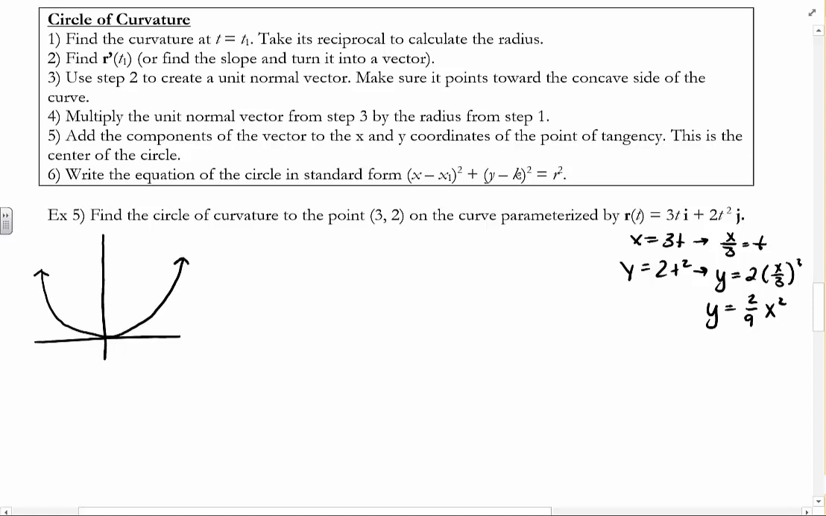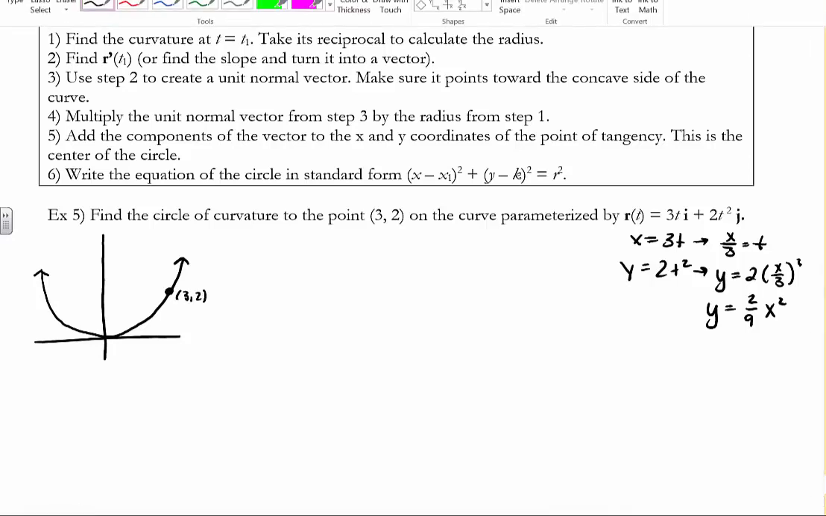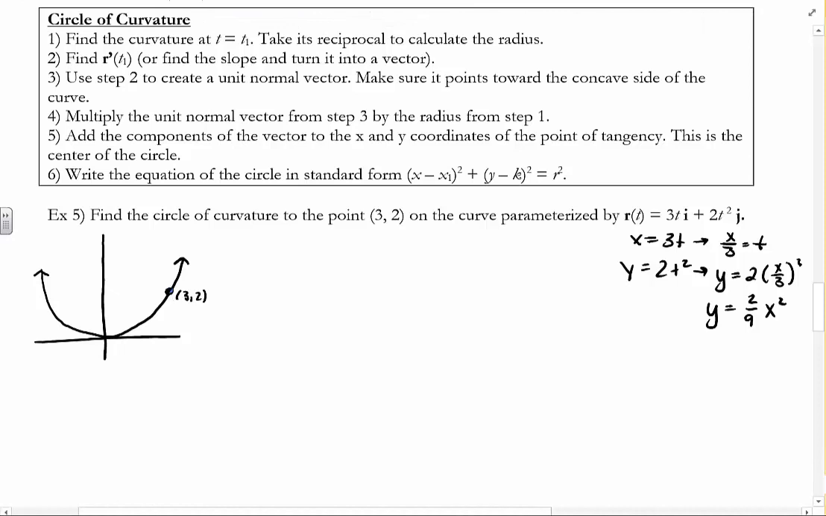And I want to find the circle of curvature at the point (3, 2). So let's say the point (3, 2) is like right here. This is not drawn to scale, but let's say the point (3, 2) is right there. My circle of curvature now is going to be considerably bigger, and in fact it might be so big that it crosses back over here like this. That would still be a circle of curvature because all I care about is that it nestles into the curve right here. I don't care what happens on the other side.